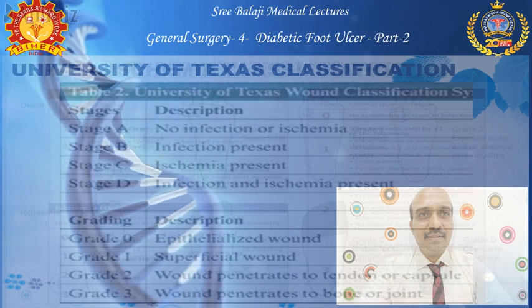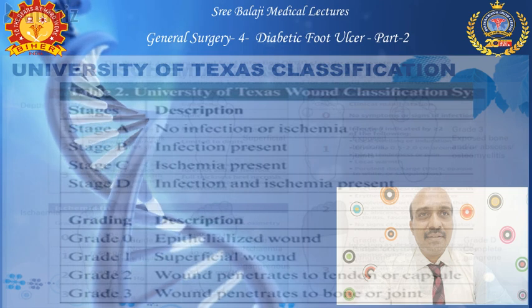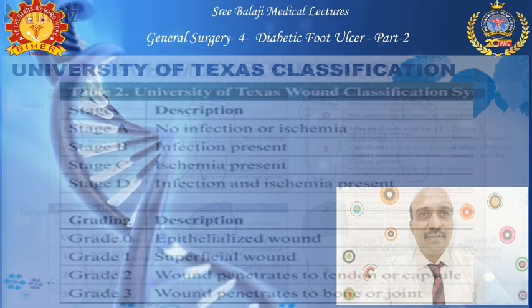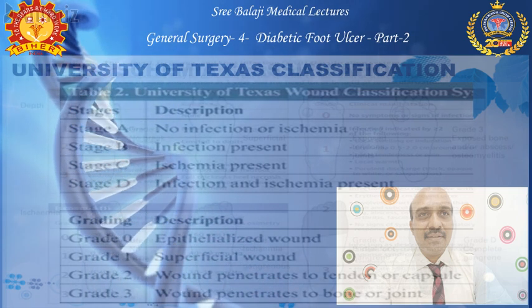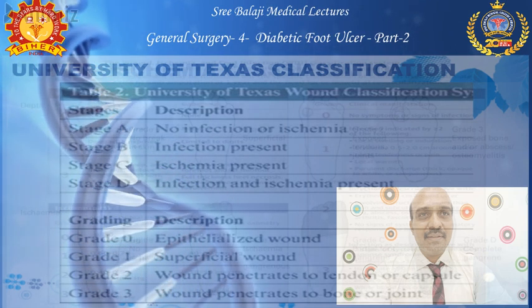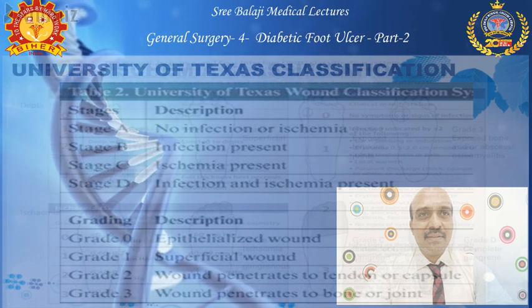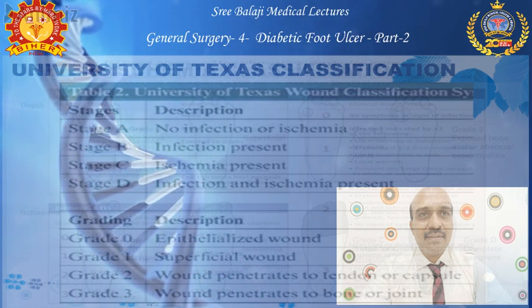The ischemia grade shows grade 0 to grade 3. Ischemia grading is done based on the ankle brachial pressure index and toe pressure index. So a patient having a toe pressure less than 30 millimeters of mercury or ankle brachial index less than 0.4 is suggestive of severe ischemia.